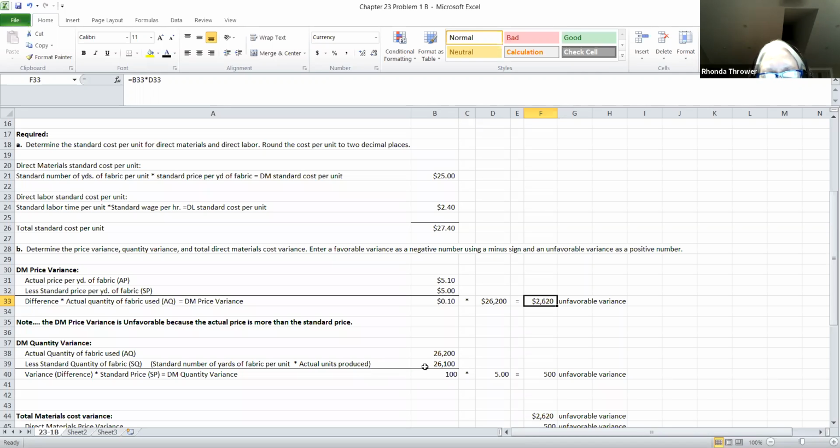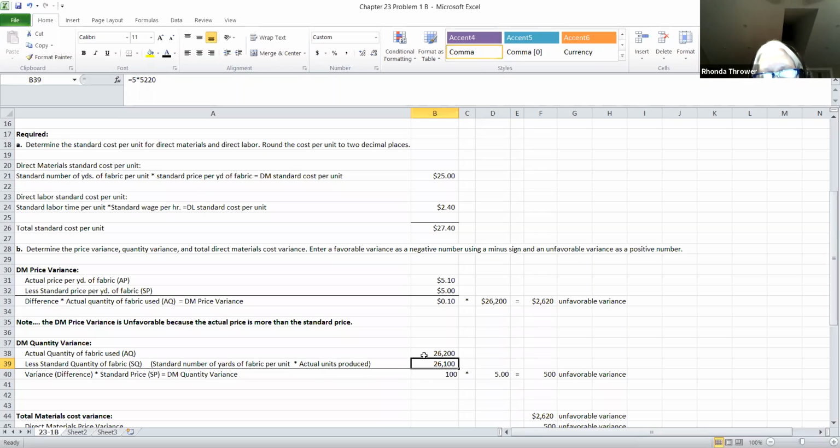That is 26,100. And again, I've got a formula up here if you've forgotten it, but 5 is the standard number of yards of fabric per unit that is given in the information, and then you multiply it by the actual units produced, which was given. These two multiplied by each other give you the standard quantity of fabric, which you're going to compare to your actual quantity.